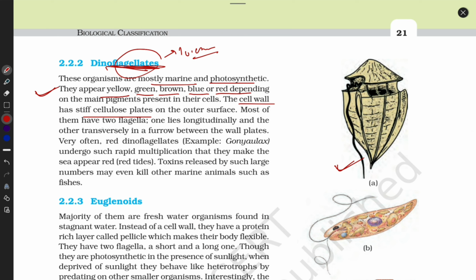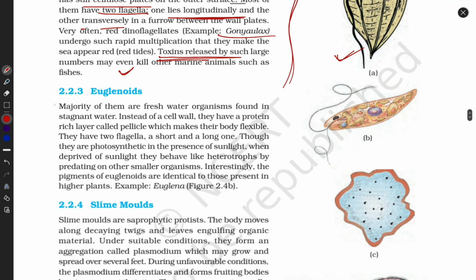They have flagella, arranged longitudinally and transversely. One is here, this arrangement longitudinally, and the other transversely. An example is Gonyaulax. Clear? They can release toxins, guys, but this is very common, as every organism protects itself according to its preference.